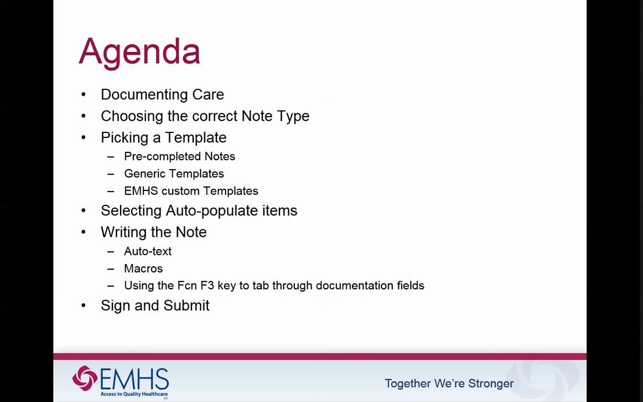You have three choices: pre-completed notes, and choosing those of your partners who you think might have some good ones, generic templates that you can then use to construct your own, and EMHS custom templates. We're going to talk about selecting auto-populate items, and then the specifics of writing the note, the utility of auto text macros, and using the function F3 key to tab through documentation fields.